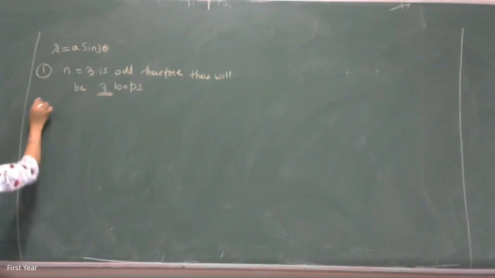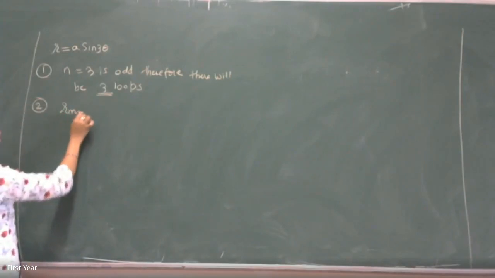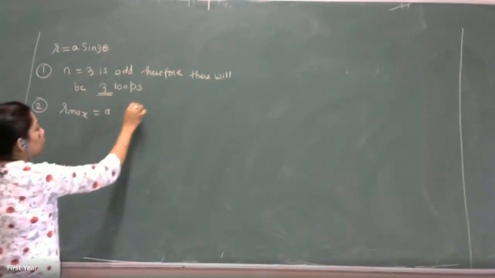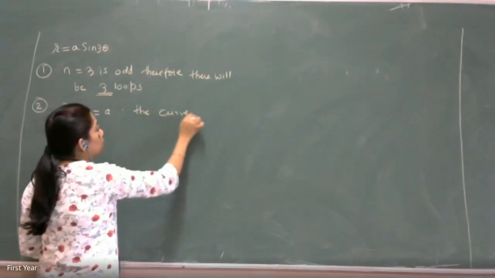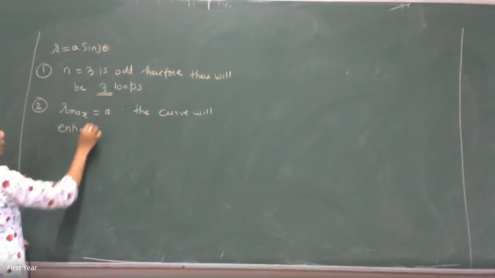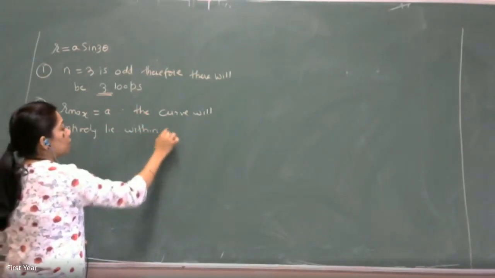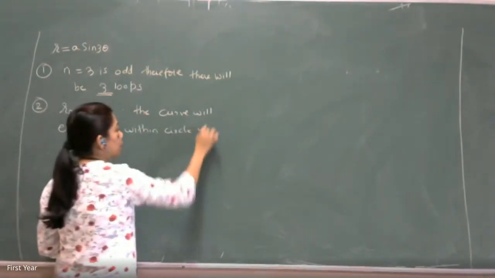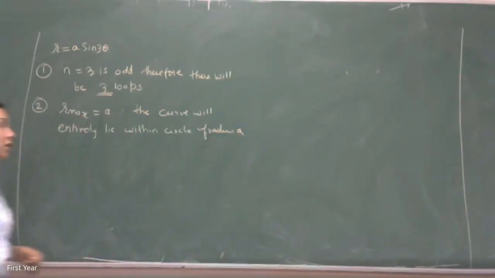Then the second point is the maximum value. r max is equal to a. Therefore, the curve will lie entirely within a circle of radius a.